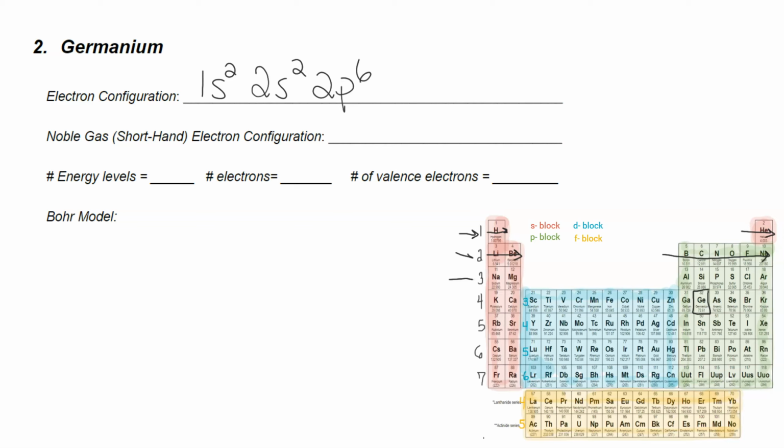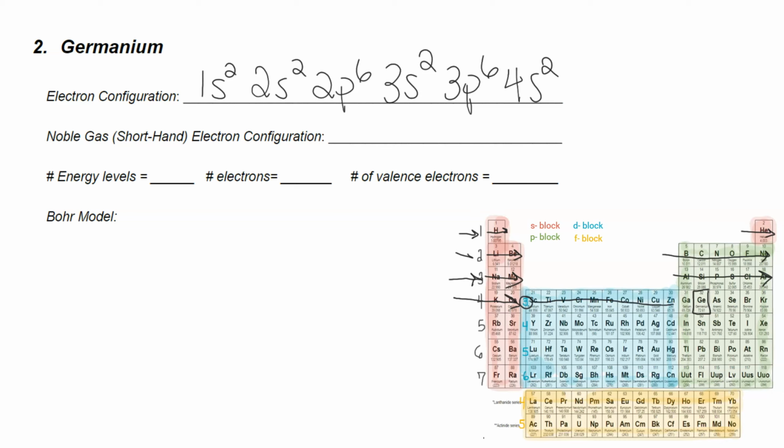Now down to energy level 3, 3s2, then 3p6, and then 4s2. And then our next segment is in the D block. And we know that the D block bumps back in energy level. So this isn't 4d10, this is 3d.